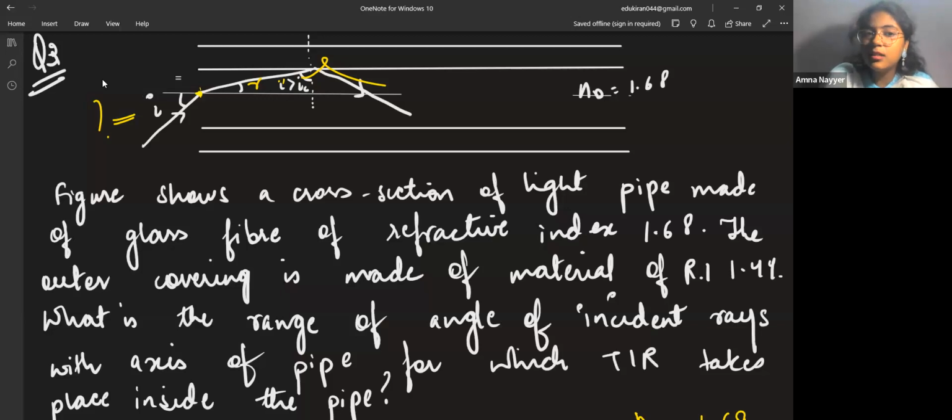We can apply Snell's law. 1 into sin i is equal to n into sin r. We don't know what is the value of r. So we use this triangle. We found sin r. Then we applied Snell's law. Now tell me, is it clear to all of you?